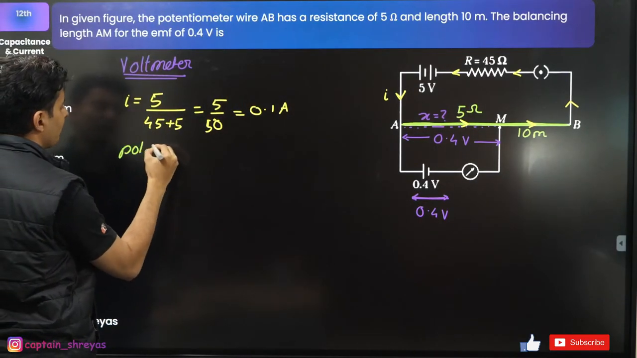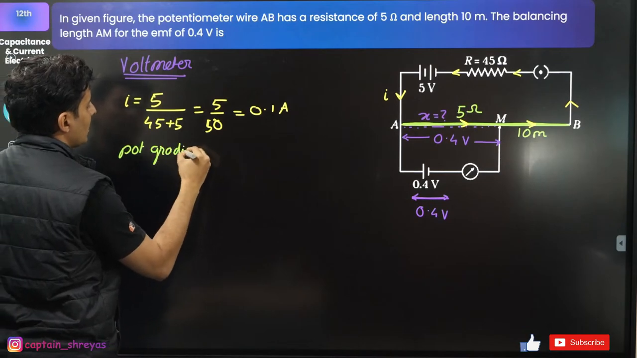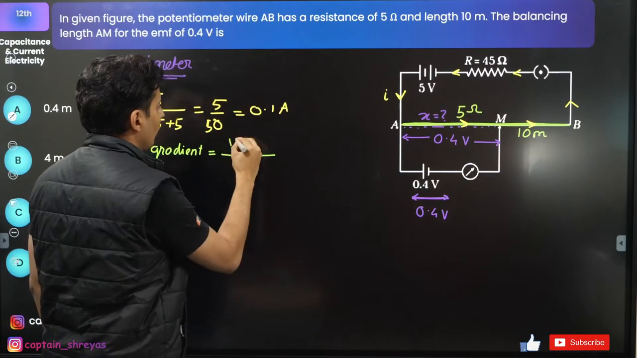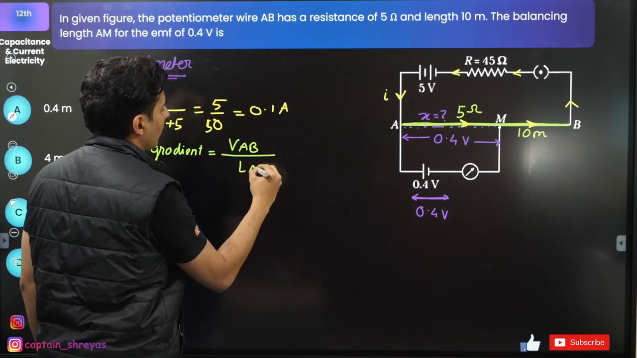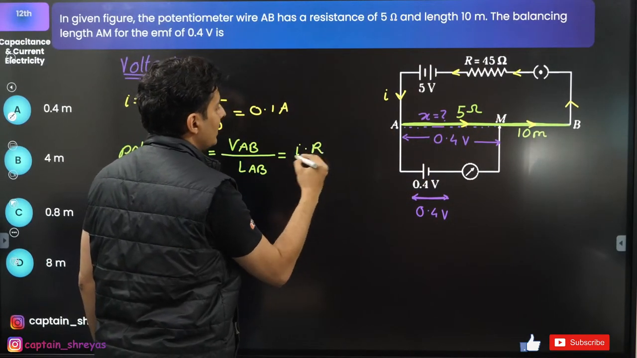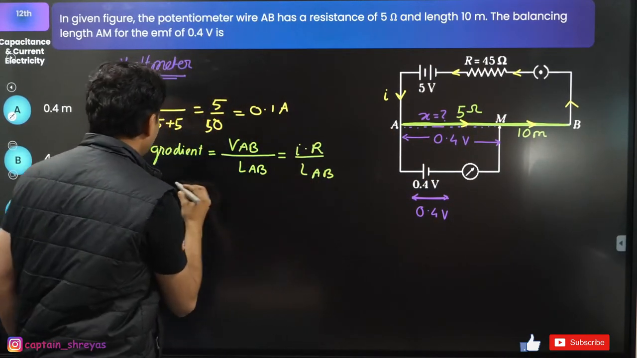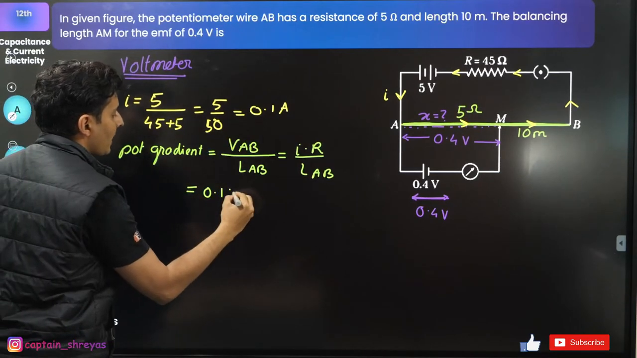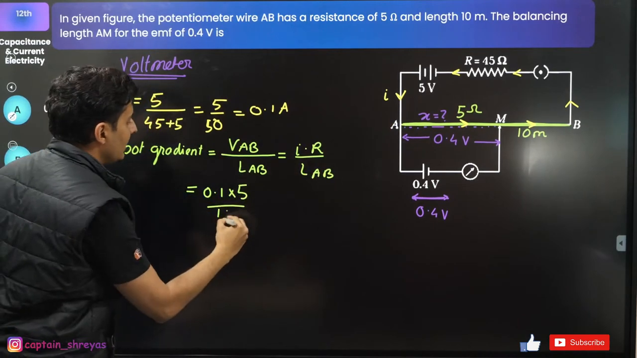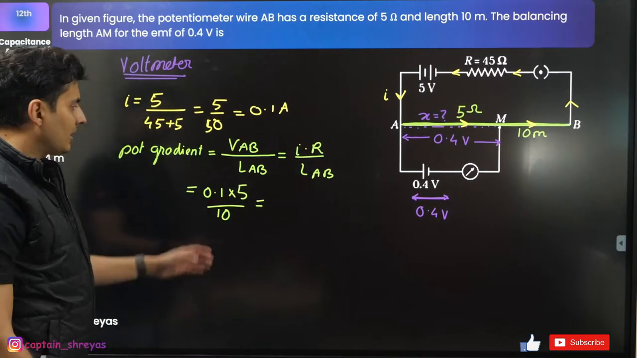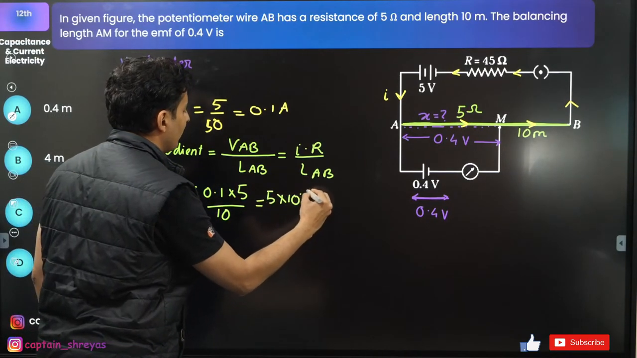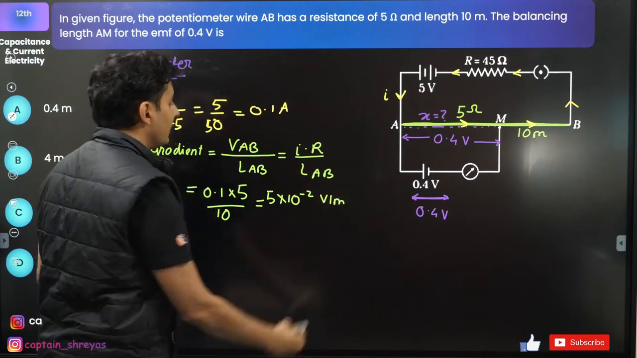Next thing, potential gradient. So potential gradient is basically the voltage across AB upon the length of AB. Voltage of AB is I into R upon length of AB. Current, I know, is 0.1. Resistance is 5 ohms and length is 10 meters. Correct, guys? So this will just become 5 into 10 to the power minus 2 volts per meter.